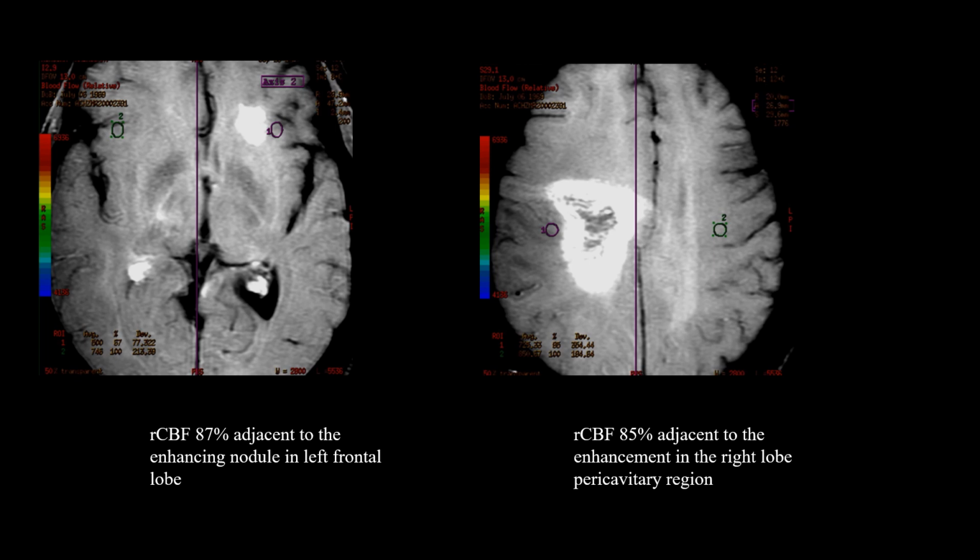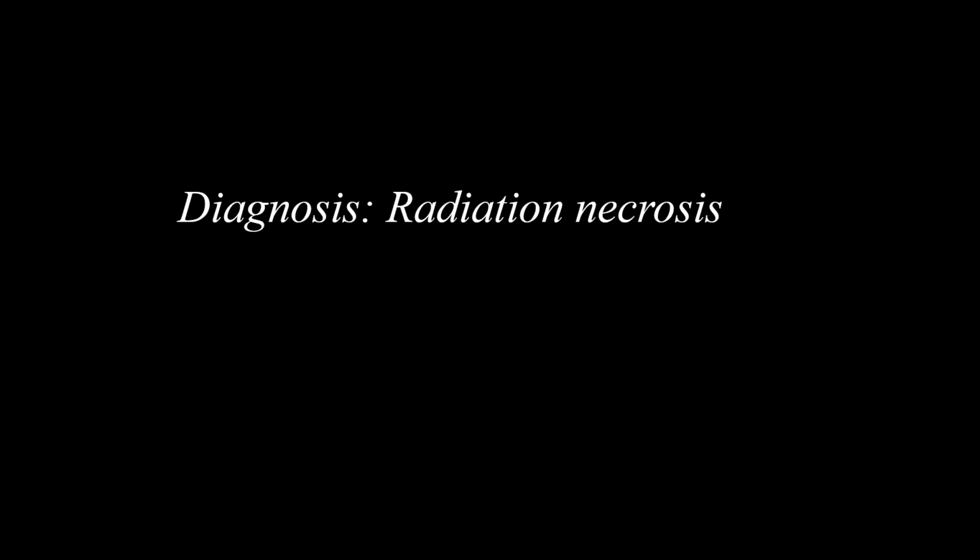But to be doubly sure, we placed an ROI adjacent to the enhancing region to ensure that there is no hyperperfusion, as we know that gliomas cause hyperperfusion even in the areas adjacent to the enhancement due to infiltration. So we saw an RCBF of 87% adjacent to the enhancing nodule in the left frontal lobe, which indicates hypoperfusion, and an RCBF of 85% adjacent to the enhancement in the right lobe pericavitary region, which also indicates hypoperfusion. So none of these areas show hyperperfusion, which suggests that these contrast enhancing changes are post-radiation effects. So our final diagnosis is radiation necrosis.